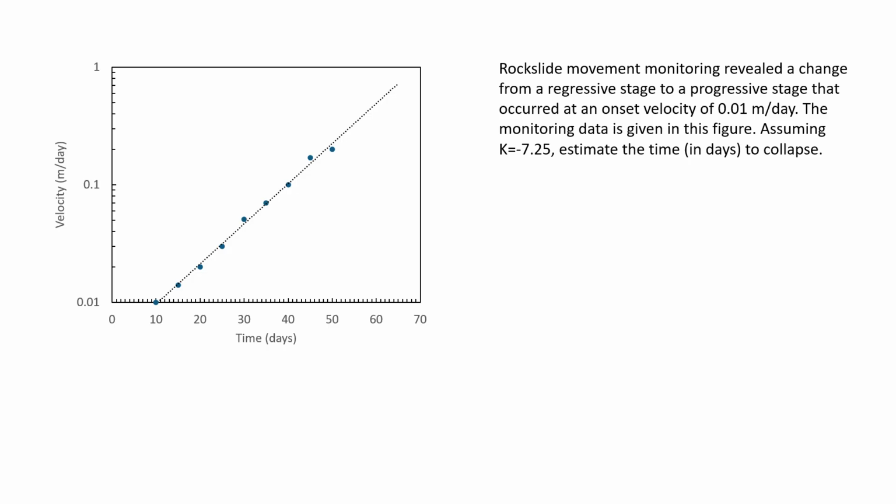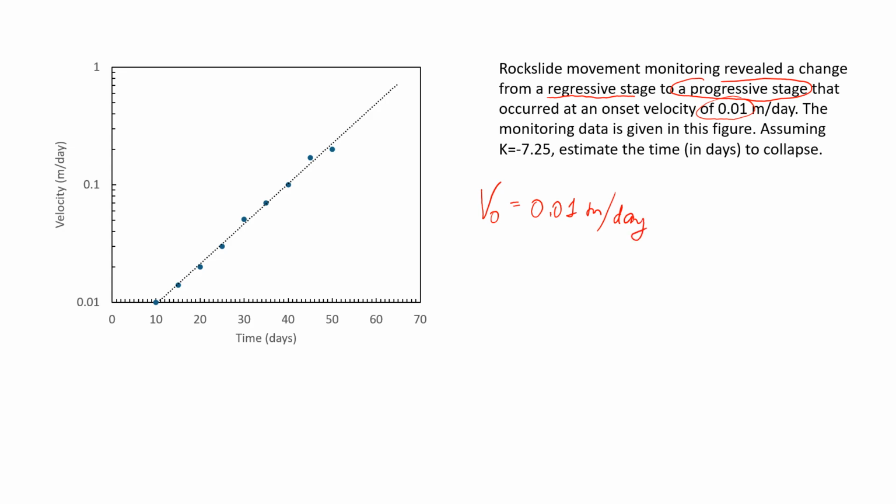So that will be the example. In this case, we have rock slide movements, and we've done some monitoring, and we already know that the movement changed from a regressive stage, at which we don't really need to do anything, to a progressive stage. This is the stage at which we're going to expect failure at some point. And we know that the change occurred, and the onset velocity was 0.01 meters per day. That gives us an initial velocity of 0.01 meters per day.